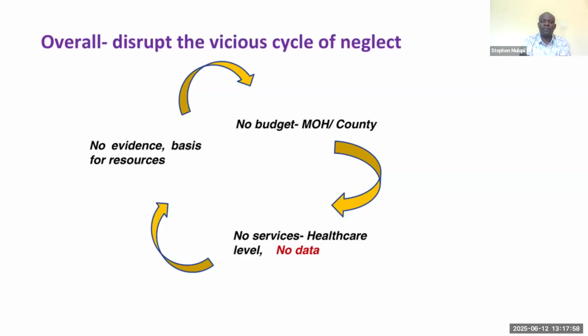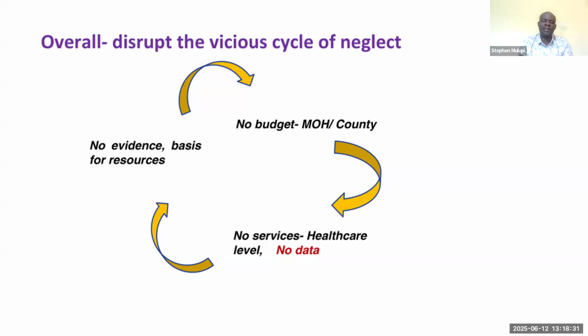So overall, this study aimed to disrupt the vicious cycle of neglect. Where's the neglect? Because you do not have data at facility level, you cannot argue for resources upwards. Kenya is now going to read the national budget, and we'll have many different sectors competing for resources. Within the Ministry of Health, different programs are still competing for that limited basket. So if you don't have data, there's no justification for you to argue for resources.